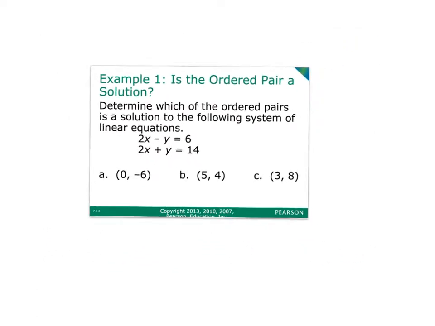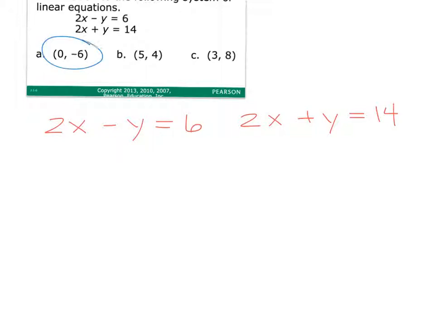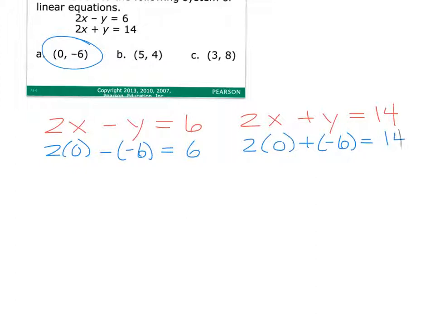Okay, so let's look at our first problem. Our two equations are 2x minus y equals 6 and 2x plus y equals 14. Let's check and see whether (0, -6) is a solution. To do this, you're going to place 0 in for the x and negative 6 in for the y in both equations. And you want to verify if it makes true statements or false statements.